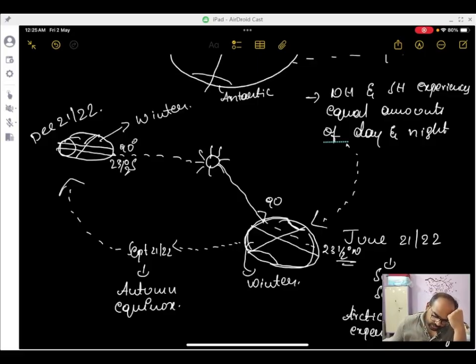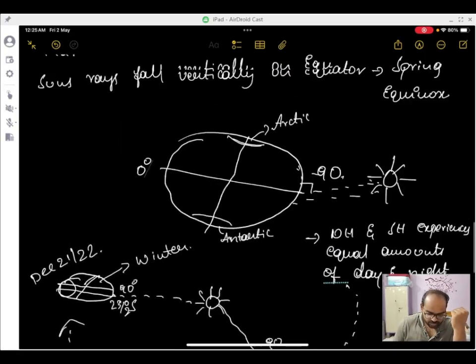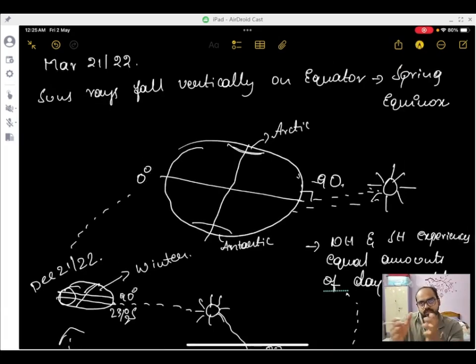Okay, and again, what happens from December to March? Again, slowly the sun rays start shifting towards the north, and spring equinox, summer, autumn equinox, winter. So this is the whole year where different seasons happen due to the different amount of sunlight received by the different parts of the earth.